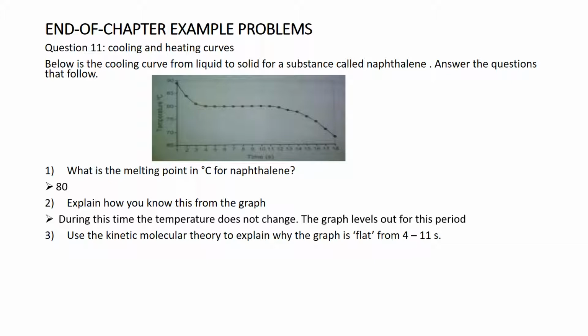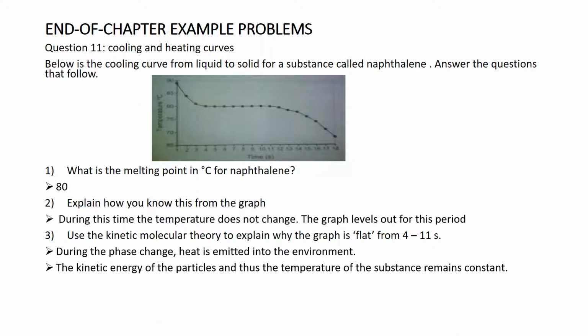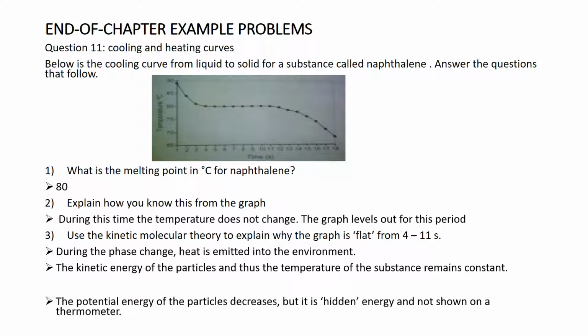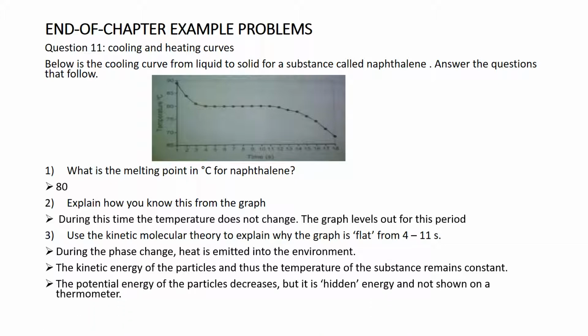Now you should use the kinetic molecular theory to explain why the graph is flat during this time, from 4 to 11 seconds. During the state change, heat is emitted into the environment. The kinetic energy of the particles and the temperature of the substance remain constant. The potential energy decreases, but it is not shown on the thermometer, so we're not really going to talk about it. We just need to talk about the kinetic energy, which is shown on the thermometer.